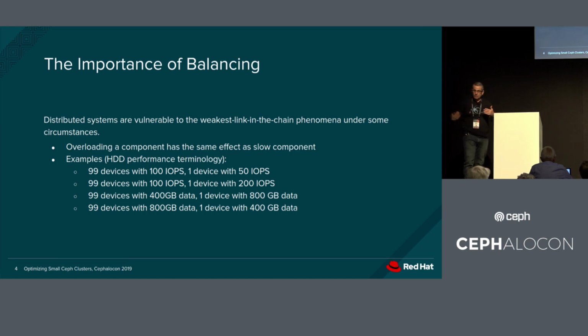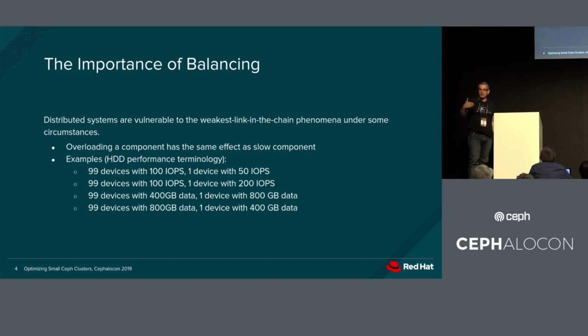And the same is correct if we don't have a difference in speed, but in the amount of requests going to the device. So if we have 900 devices with 400 gigabytes of data and one with 800 gigabytes, and we assume that the amount of requests is proportional to the amount of data, then eventually the device with 800 gigabytes will get twice the amount of requests.